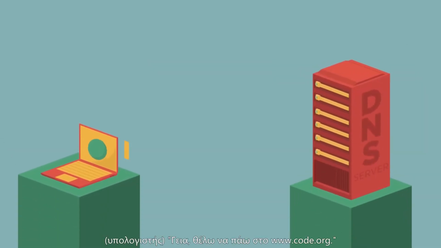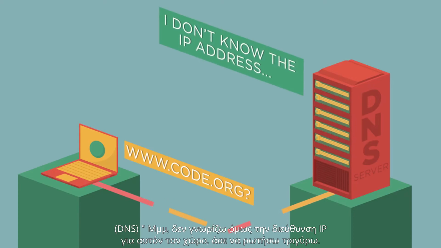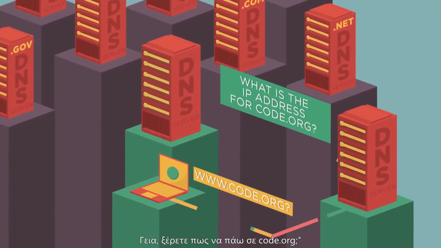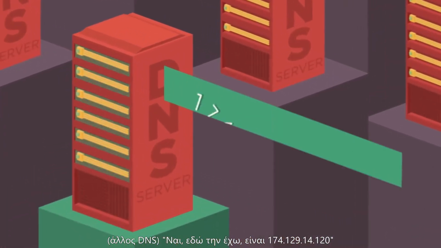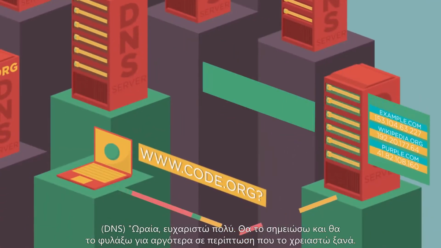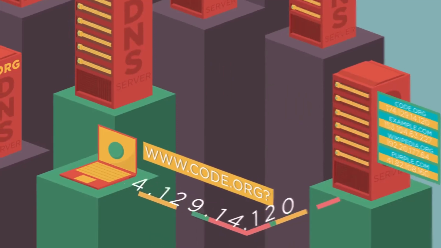Hey, hi there. I want to go to www.code.org. Yeah, I don't know the IP address for that domain. Let me ask around. Hey, you know how to get to code.org? Yeah, I got it right here. It's 174.129.14.120. Oh, okay, great, thanks. Yeah, I'm gonna write that down and save it for later in case I need it. Hey, here's that address you wanted. Awesome, thank you.